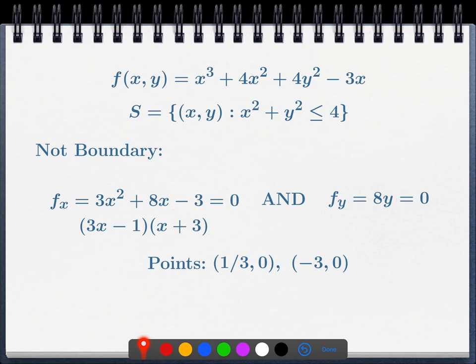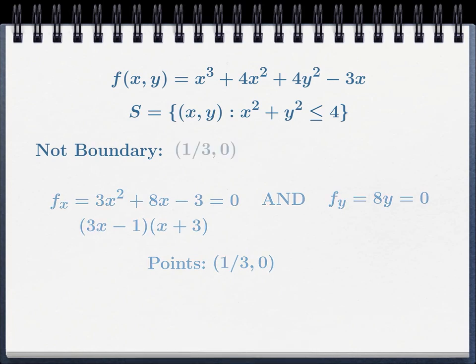Those look like good points to look at, except that this point is really not a point to look at, because if we go back to our inequality, 3 squared plus 0 squared is not less than or equal to 4. We're going to have 9 here. So this is not a point in our region S, and we don't want to consider it. You should ignore this point. I'll get rid of it. Really the only point to consider in S is 1/3, 0 for these partial derivatives being 0. So we get just 1 point, not on the boundary, that's in S.